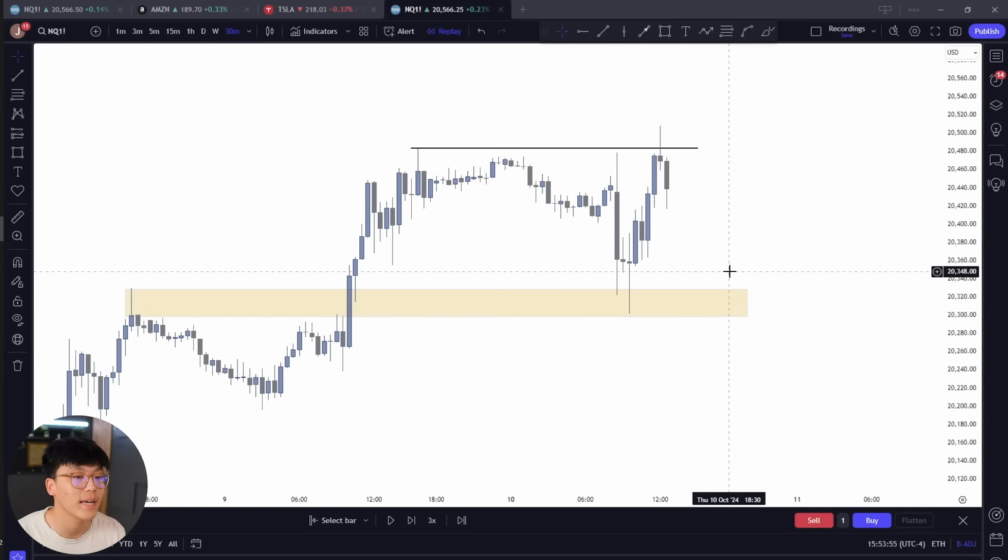I'll also go over my exact entry criteria and how I actually enter the break and retest later in the video as well. So with this being said, let's go into the next higher time frame pattern that I look for on the break and retest, which is the consolidation break and retest.